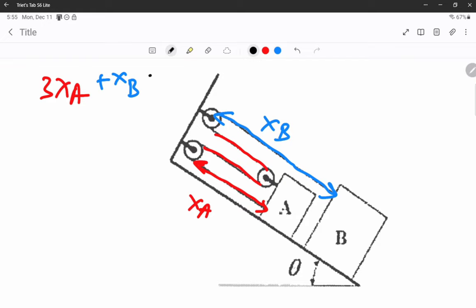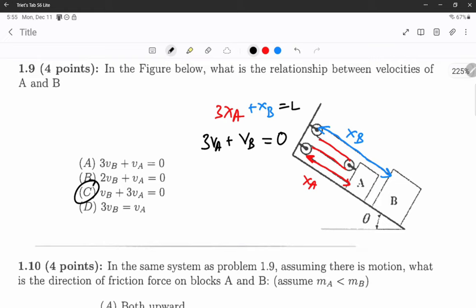That's going to be equal to the length of the wire, and you take the derivative of it. The derivative of L is zero, because the length of the wire is constant, right? And that's going to give exactly this equation: VB plus 3 VA equals zero.